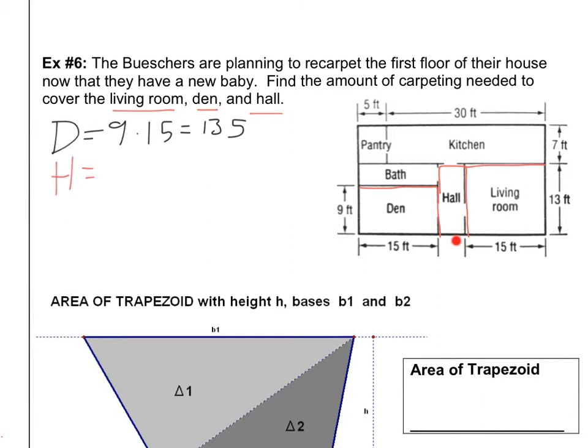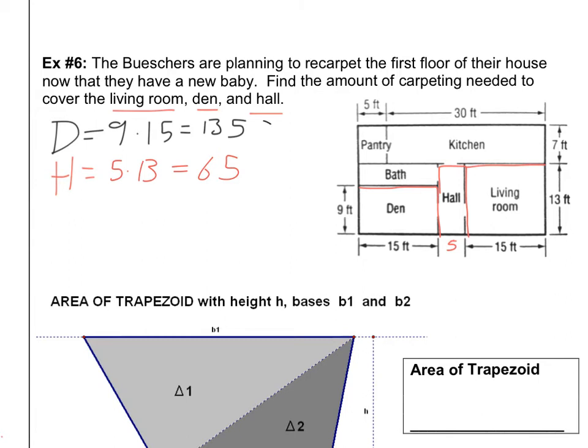The hall's a little bit trickier because we don't know this distance. However, we do know that 15 plus 15 is 30, and this total distance should be the same as this total distance, and this total distance is 30 plus 5. So it's 35, and I have 30 here. So that means that this distance here has to be 5 feet. We also can see that the hall is the same height, we could call it a height, as this room, the living room, so it's 13. So the hall is 5 by 13, which is 65.